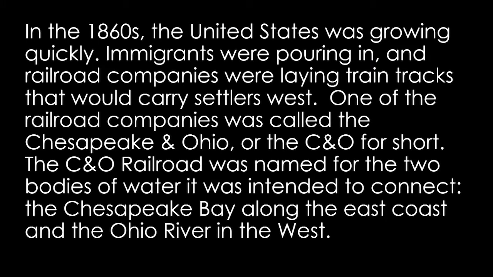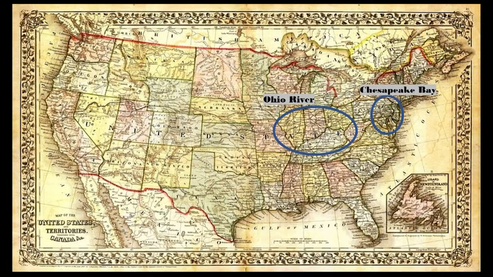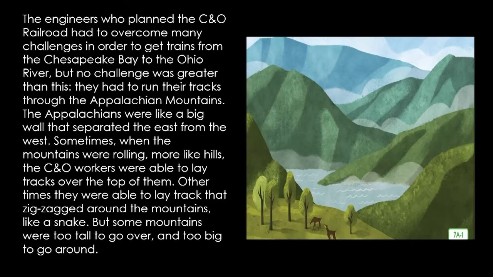In the 1860s, the United States was growing quickly. Immigrants were pouring in, and railroad companies were laying train tracks that would carry settlers west. One of the railroad companies was called the Chesapeake and Ohio, or the C&O for short. The C&O Railroad was named for the two bodies of water it was intended to connect, the Chesapeake Bay along the east coast and the Ohio River in the west. Let's take a look at a map. The map shows the location of the Ohio River and the Chesapeake Bay, where the C&O Railway Company derived its name. Let's keep reading. The engineers who planned the C&O Railroad had to overcome many challenges in order to get trains from the Chesapeake Bay to the Ohio River.